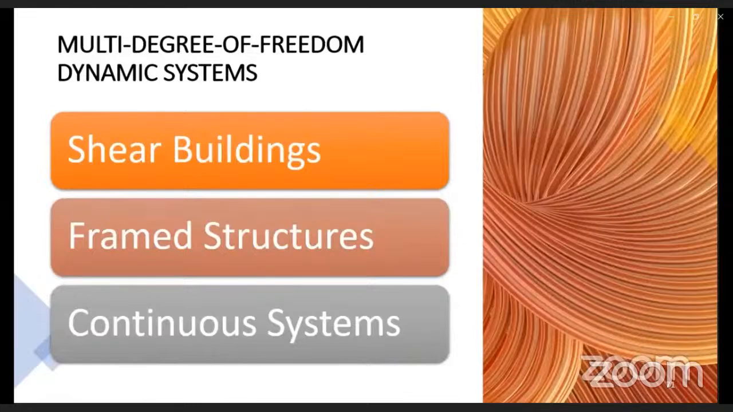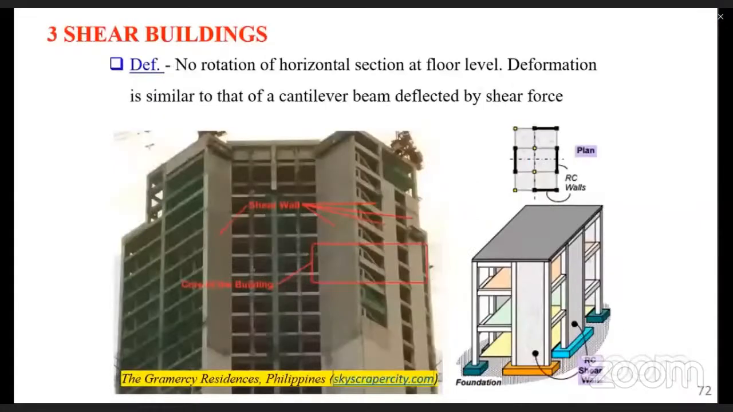And when you talk of multiple degree of freedom dynamic systems, there are a number of them. You can have what you call shear buildings, or frame structures, or even a continuous system. And this being an introductory course, I would just like us to concentrate on shear buildings, the first one. So we want to see what these shear buildings are.